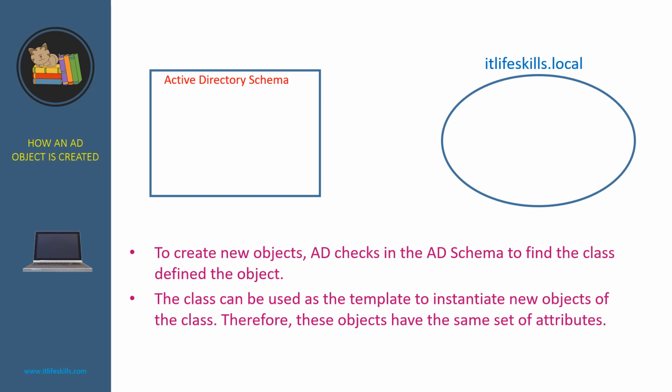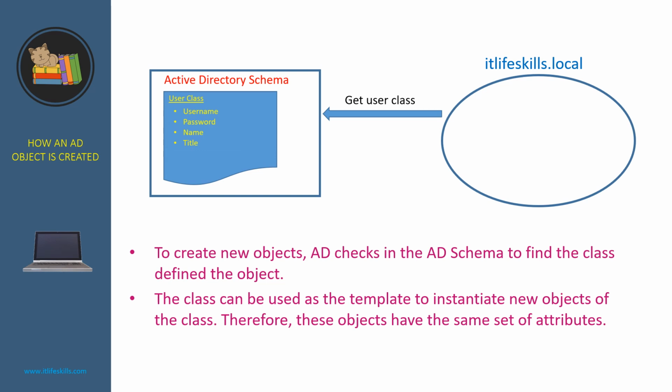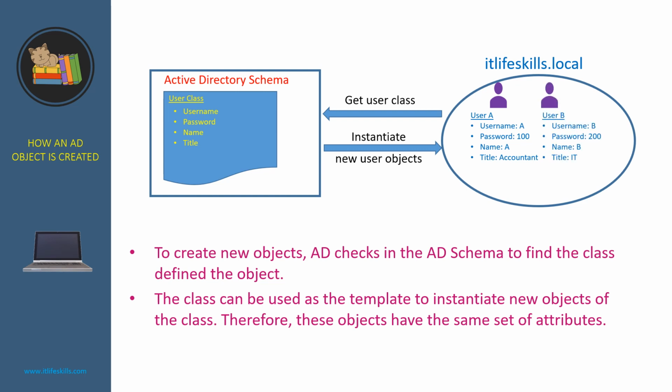For example, to create new user objects for itlifeskills.local domain, Active Directory checks in the AD schema to get the user class. The user class then can be used to instantiate new user objects, for example, user A and user B. As you can see, user A and user B have the same set of attributes, but they may have different values.